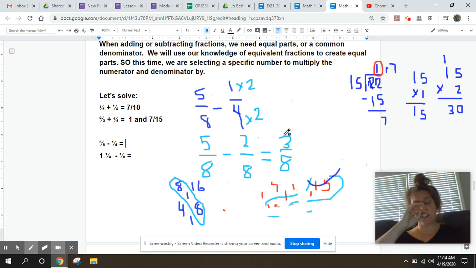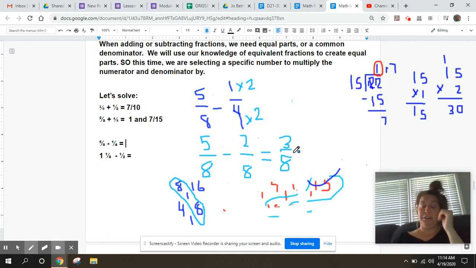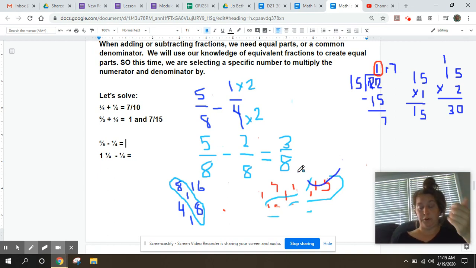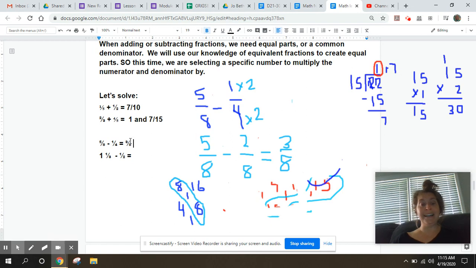And then I would ask my students, can that be simplified? And we need to ask ourselves, is there any number I can count by that would get to both 3 and 8? And there's not, because 3 is a prime number here. So unless this is a multiple of 3, like 9 or 6, 9, 12, 15, 18, we wouldn't be able to simplify. And so the answer to that problem is 3/8.